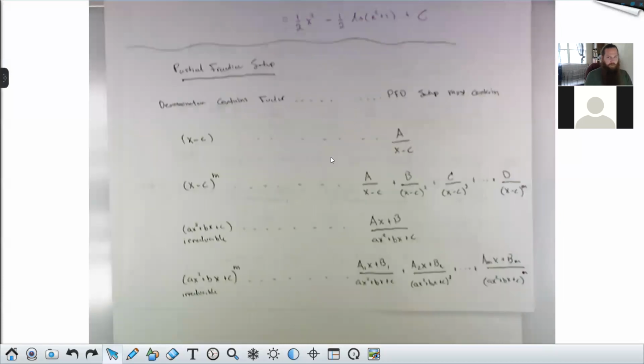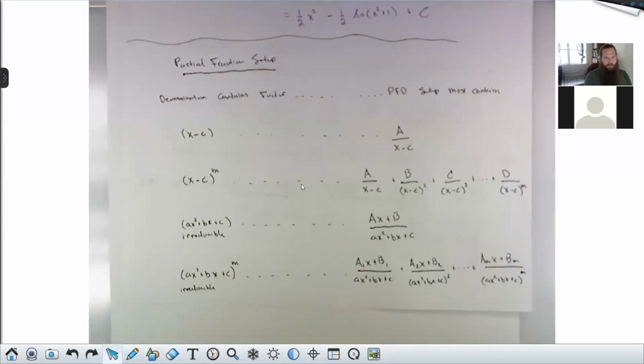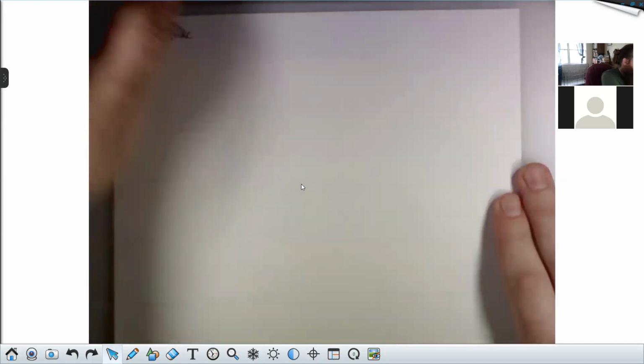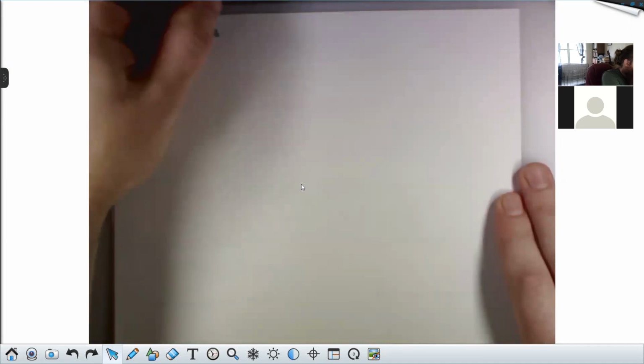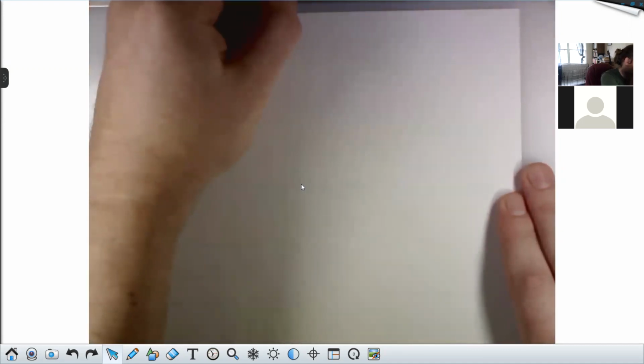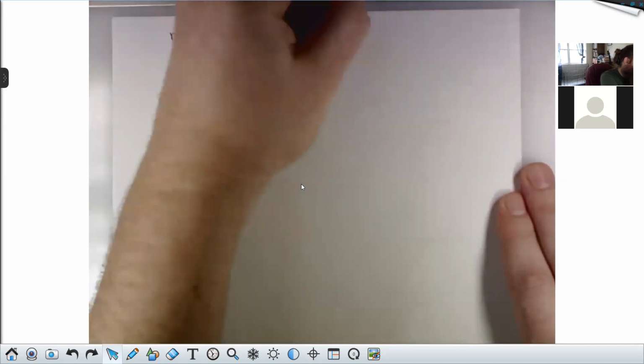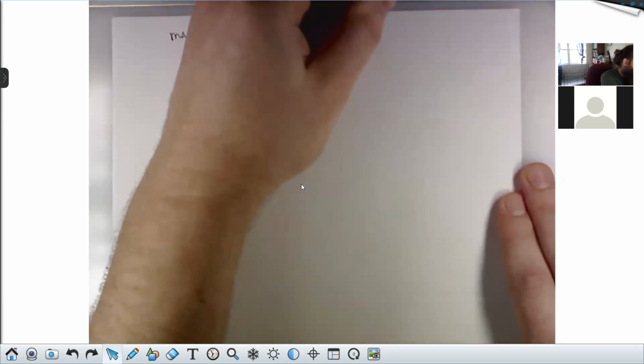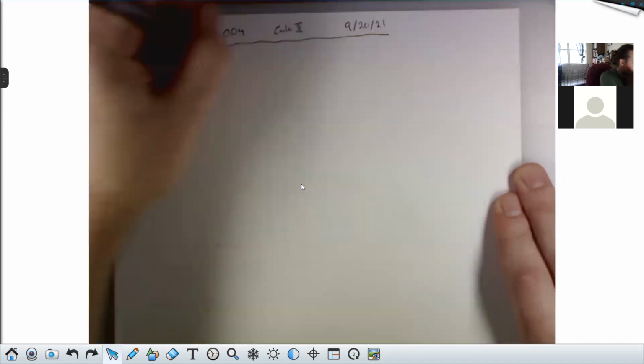So at the top here, you've got your partial fraction setup Bible. We're going to refer back to this a few times today. But before we do any of that, we got another thing. So this is MAC2312, section number 004. That is a Calc 2 class. And today is the 20th of September, 2020.